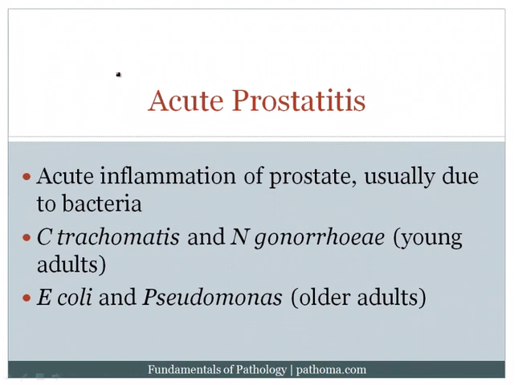This is acute inflammation of the prostate, usually due to bacteria. The bacteria that are involved here and the demographics are exactly the same as those that we discussed in orchitis, so that in young adults, chlamydia and Neisseria are the most common causes of acute prostatitis, whereas in older adults, the organisms that are usually responsible for urinary tract infection, such as E. coli and Pseudomonas, are also the most important causes of acute prostatitis.